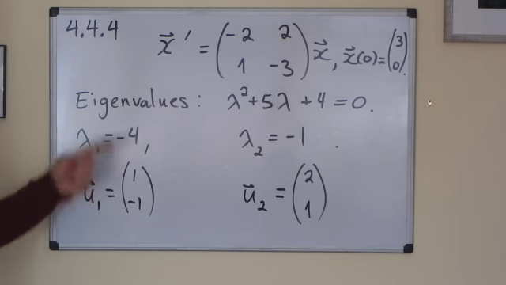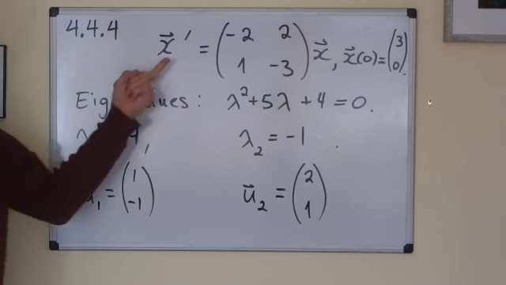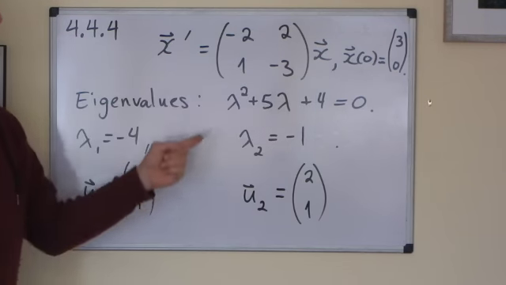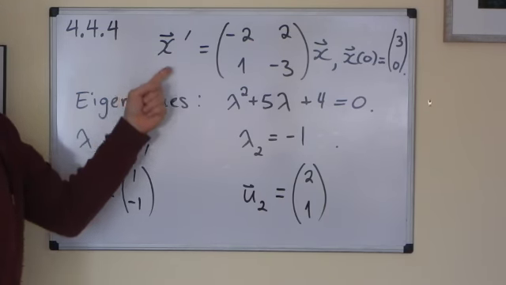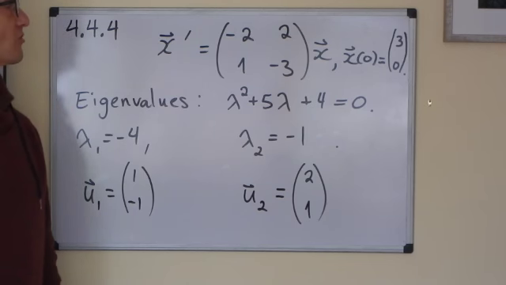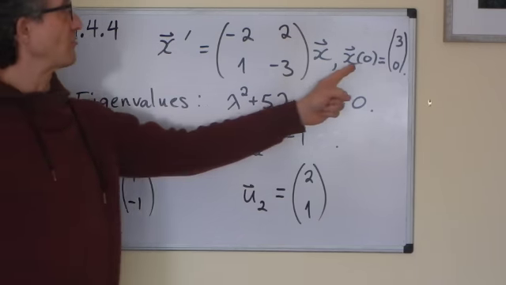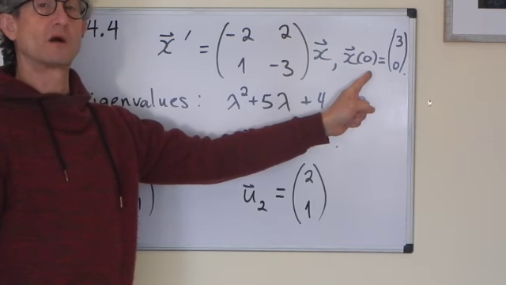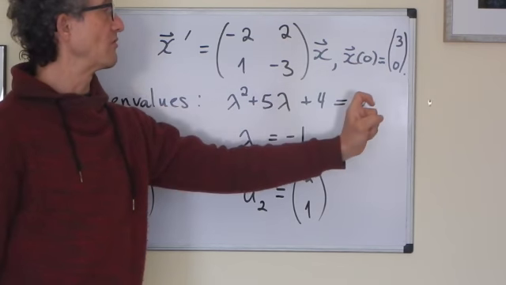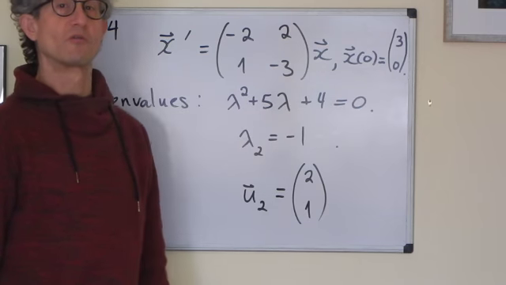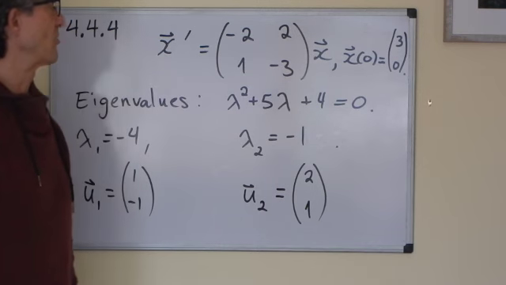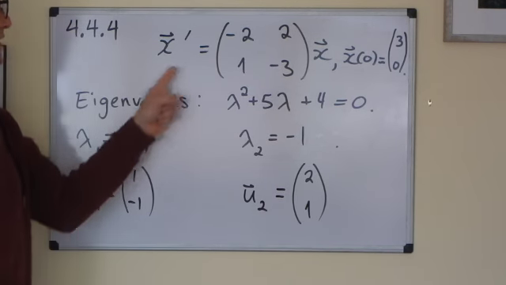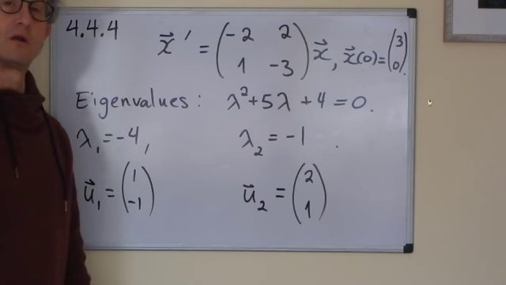We're doing problem 4 from section 4.4. In this case, we have a linear system with coefficients. The vector x has two components, x1, x2, and we'd like to solve for the initial condition when at time t equal to 0, x1 is 3 and x2 is 0. We're going to solve this using linear algebra techniques, and so the first thing we want to do is find the eigenvalues for this matrix.